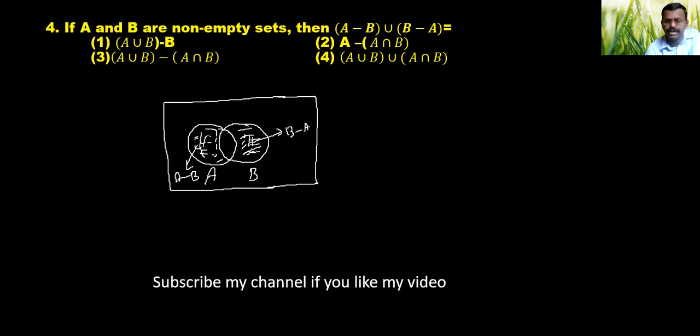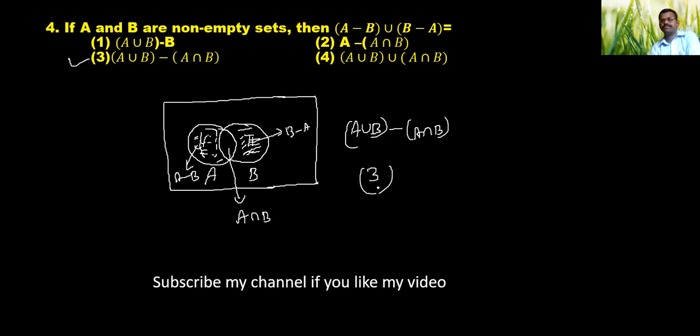Both I want. Correct. For that reason, what I am doing, I take the whole thing. The whole thing is what? A union B. Correct. A union B is the whole thing. And I have to remove this part. What is this part? This part is A intersection B. So A union B minus A intersection B gives A minus B union B minus A. Where is that? It is in option 3. See, such an easy problem, correct? So question number 4, option 3 is the answer.